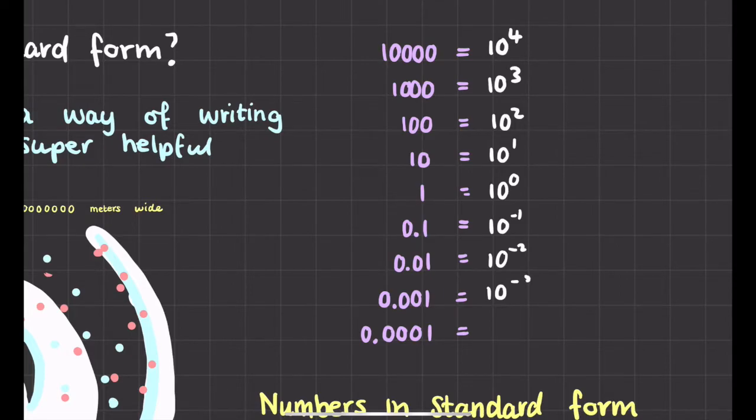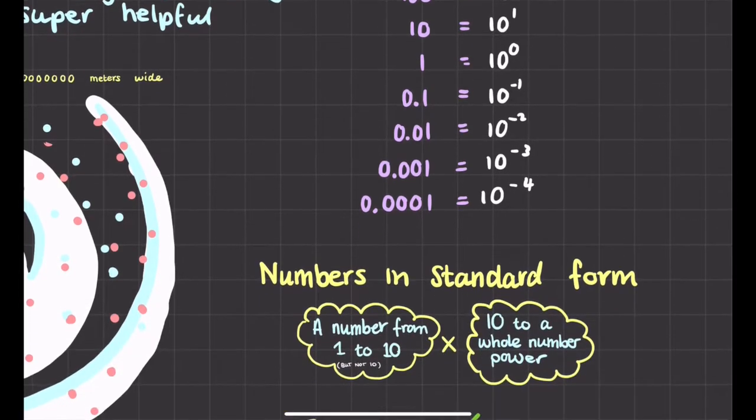So you can see I could quite quickly write a really, really big number, like a million, as just 10 to the power of something. So a million would be 10 to the power of 6. So instead of having to write out all of these zeros, I can just write 10 to the power of 6. Okay, so standard form takes that a little bit further.